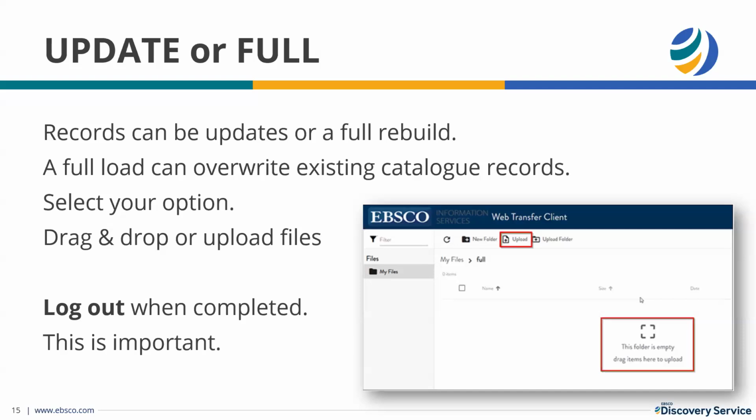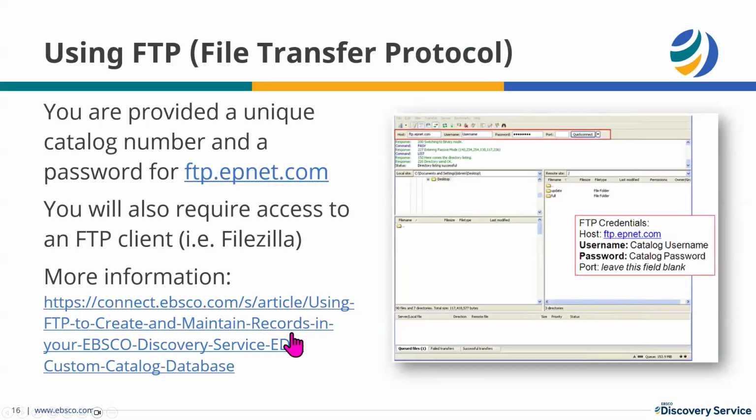And just note that a full load can overwrite any existing catalog records. So from there, what you would do is select your option and drag and drop your MARC files. Once you've done that, you would then log out of the web transfer client, and this is really important, and then the transfer will happen and those records will be loaded.